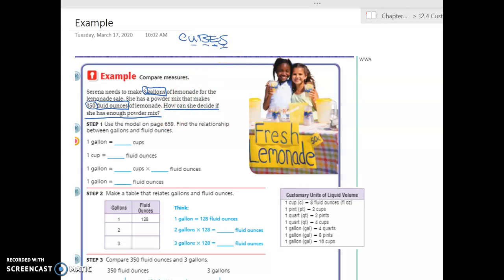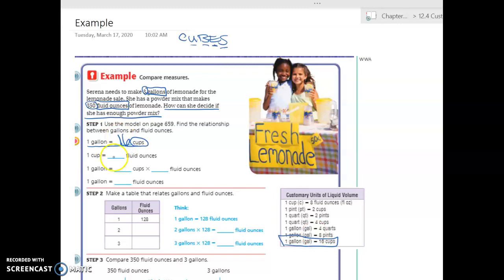So you see, take a look at it. It says, use the model on page 659, and I've included it right here. Find the relationship between gallons and fluid ounces. Now let's go ahead and go over to this table right here, and we're going to find gallons. Here are our 3 that have gallon in them, and right now we're looking for cups. So that would be this one right here. So 1 gallon equals 16 cups. Go ahead and fill that in.